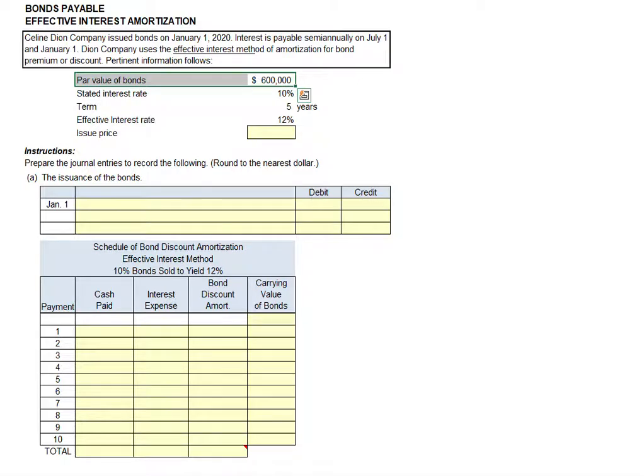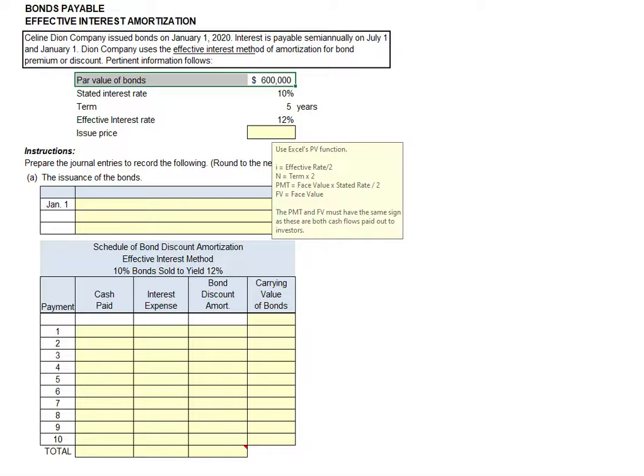We're told that the Celine Dion Company is issuing bonds with interest payable on January 1st and July 1st, so semi-annual interest payments. And they're using the effective interest method for amortizing the premium or discount. The par value of the bonds is $600,000. The stated interest rate, again, what the bonds pay, is 10%. It has a 5-year term, and the effective interest rate, what investors demand, is 12%. Again, since investors demand an interest rate higher than the stated rate, we will sell them at a discount.